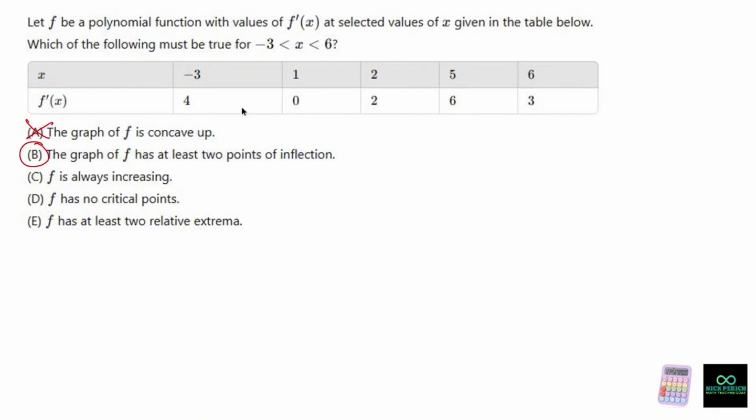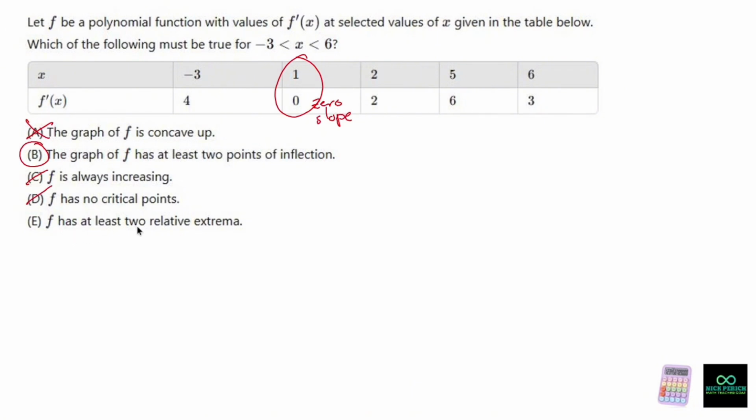F is always increasing. That's false because f prime of 1 is 0, which means we have a 0 slope right there, which means not always increasing, so C won't work. F has no critical points. Well, that's not true because there's one right there. And so you're not right.